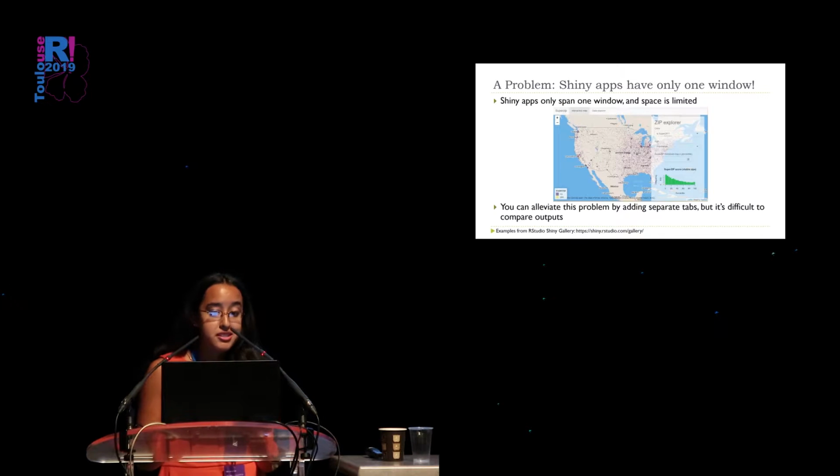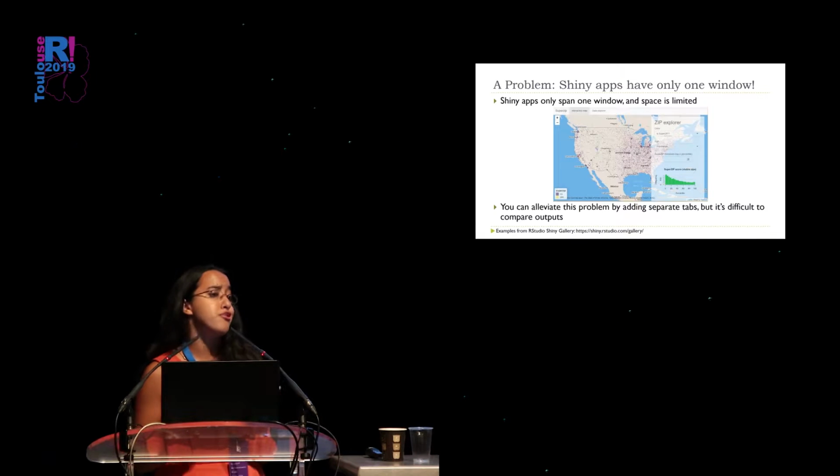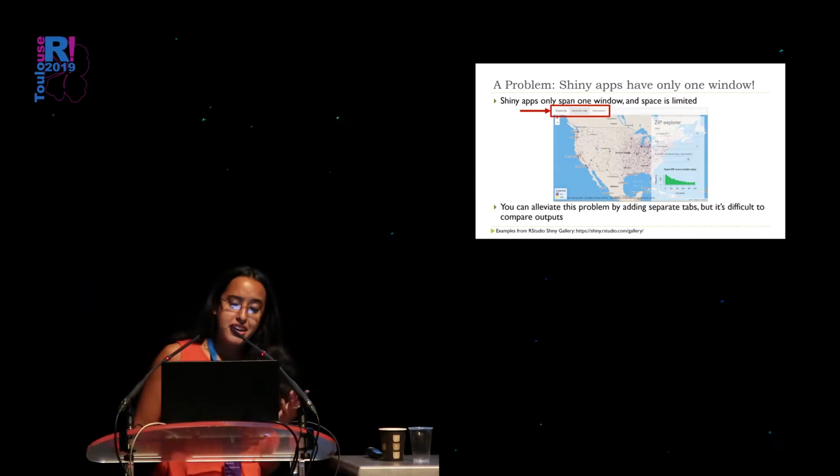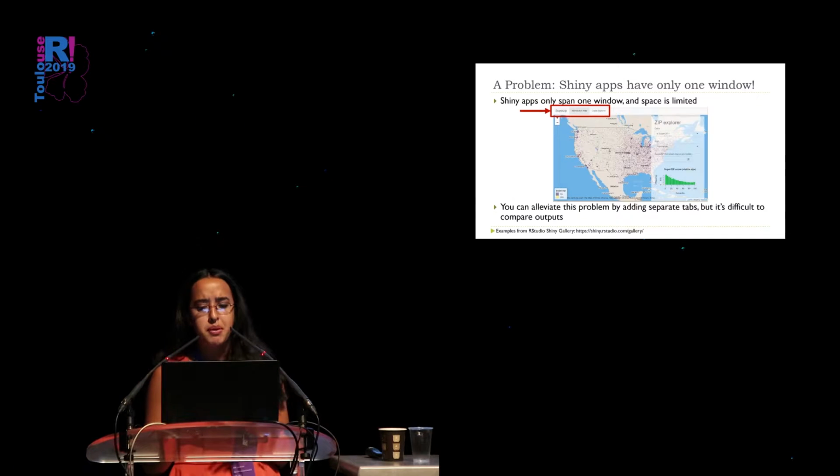Despite the variety of topics, all the examples I just showed you have one thing in common. They span only one window. And when you have a lot of inputs and outputs, this can get quite crowded and ever more confusing. You can alleviate this slightly by adding separate tabs, but in that way, it's difficult to compare outputs directly.